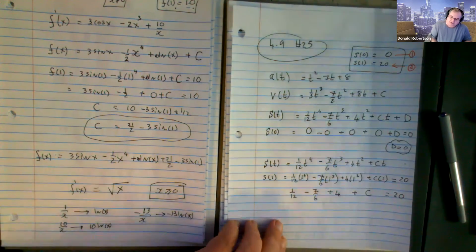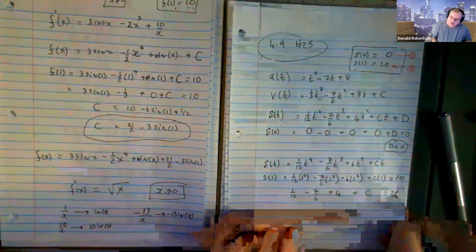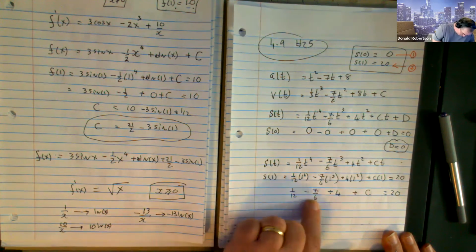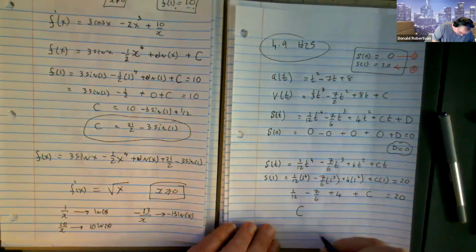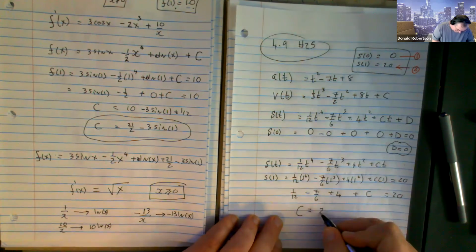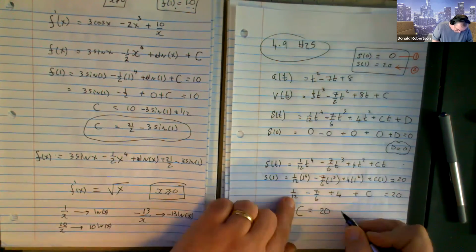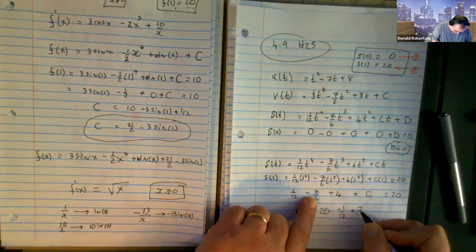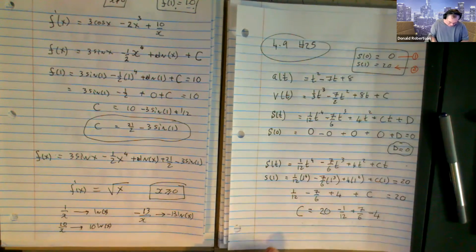Can you see where this is going? Shouldn't I be able to find out what number c is? Right? All of this plus c is 20. Since I'm lazy, I am going to take 20, subtract 1/12 from both sides, add 7/6 to both sides, and take away 4 from both sides. And that's what c would equal.